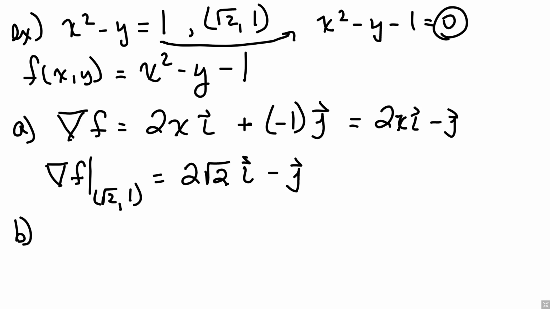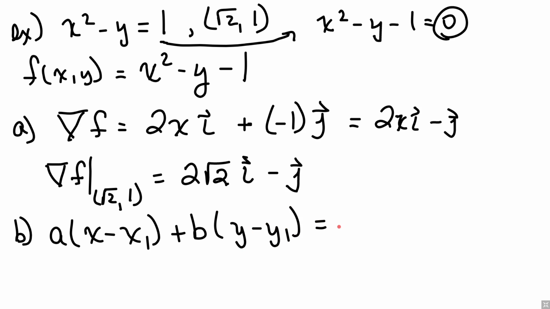All right, so part B, we are going to write an equation of a line tangent to the curve. Well, the formula that we're going to use is a times x minus x sub 1 plus b times y minus y sub 1 is equal to 0. Now, you have to remember that for the tangent line, basically what we need is the slope in order to write the equation.